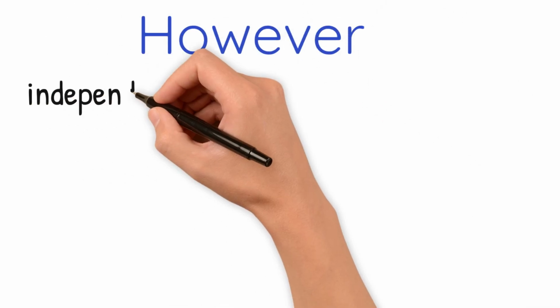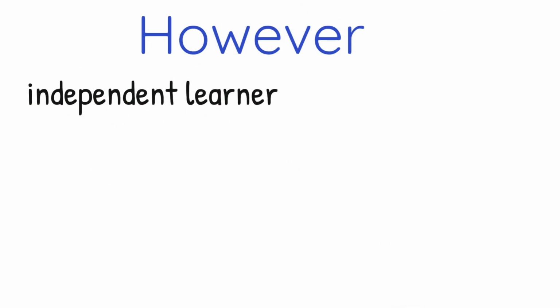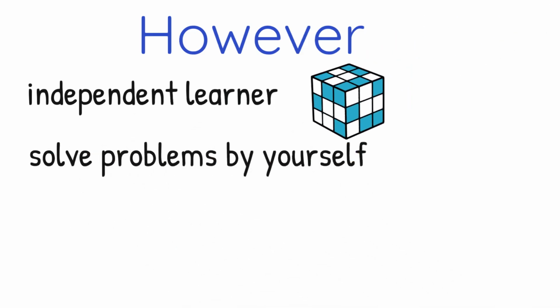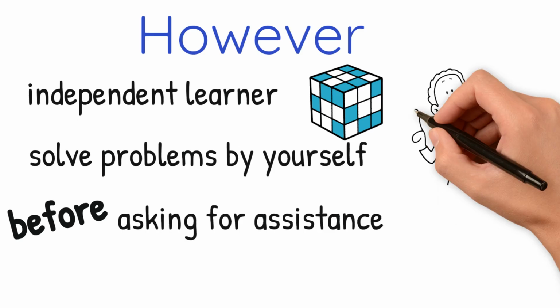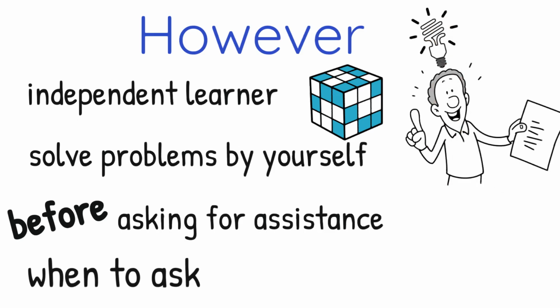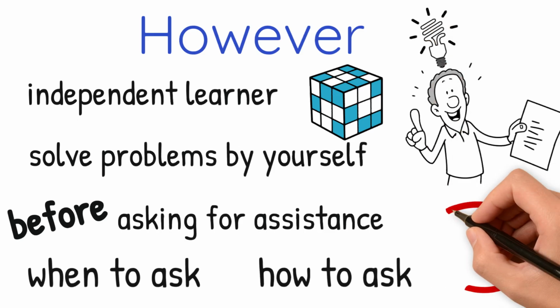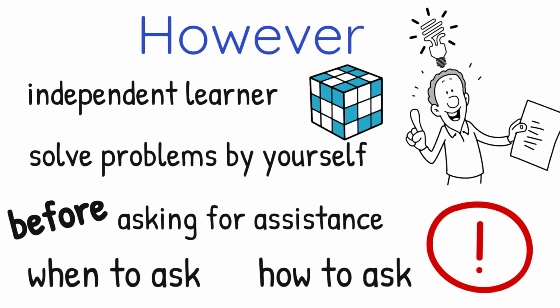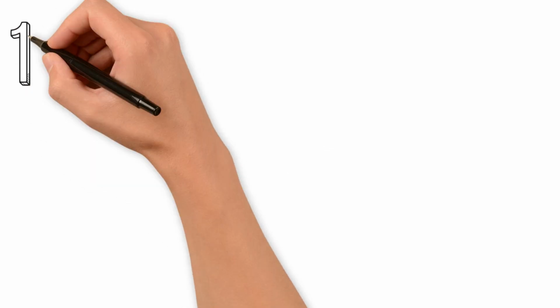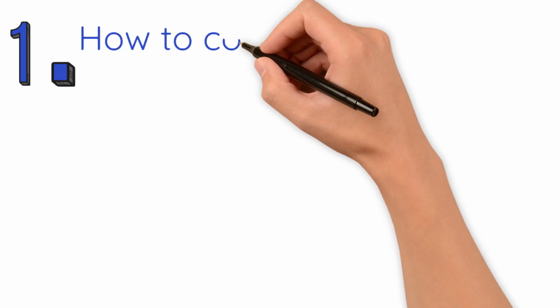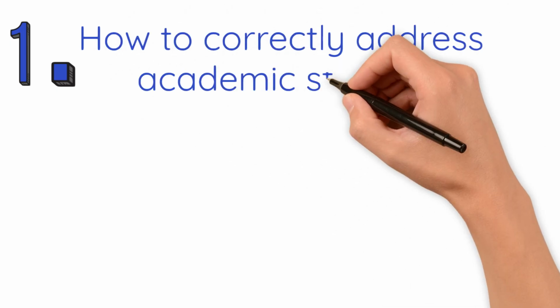However, at the same time, they want you to develop as an independent learner, and this means encouraging you to try to solve problems by yourself before asking for assistance. So learning when and how to ask for assistance is extremely important, and you will need to use these skills right throughout your studies. The important first step is knowing how to correctly address academic staff.